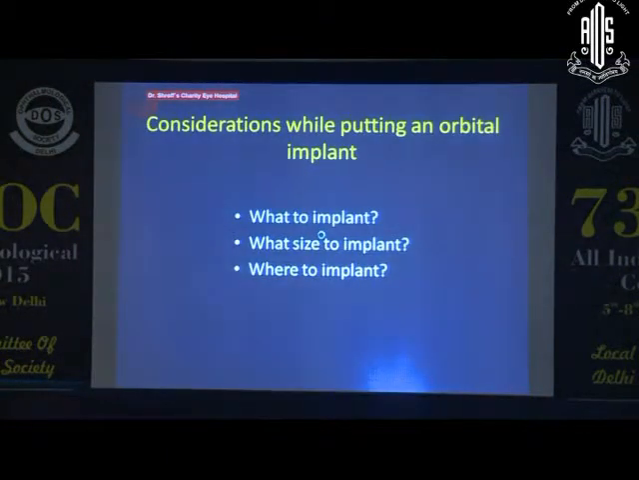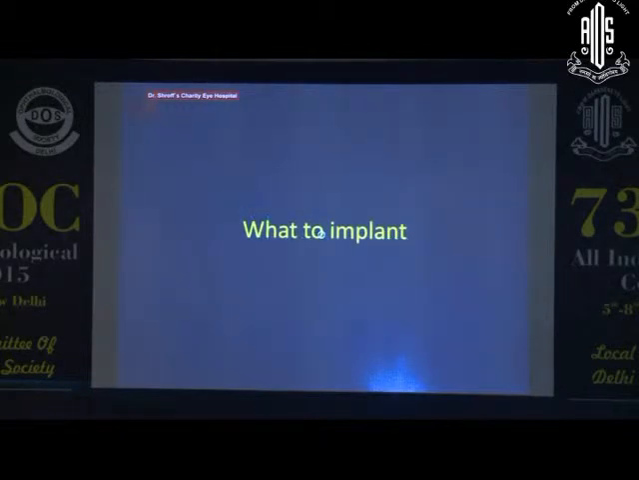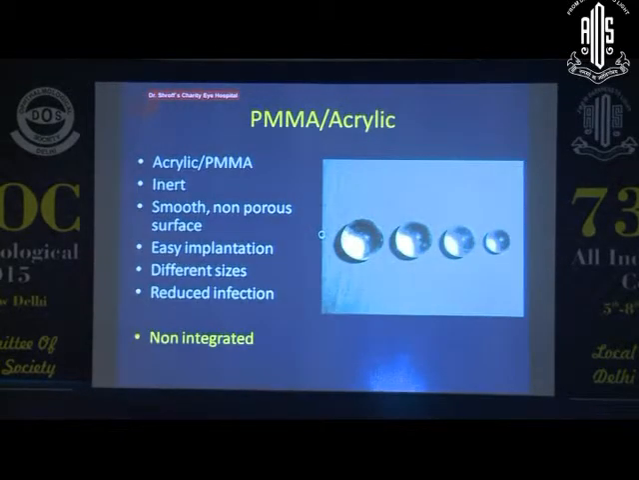Now, if you have to choose an implant, how do you go about it? Basically, we have three considerations: what to implant, meaning what material should be used, what size to implant, and where to implant in the orbit. These are the main questions we need to answer. I'll go through them step by step.